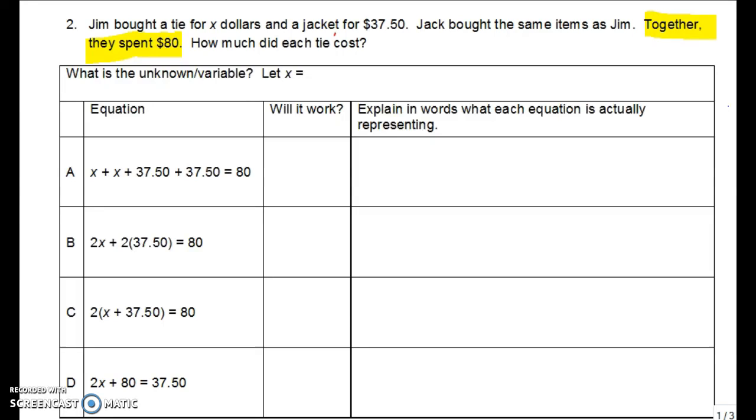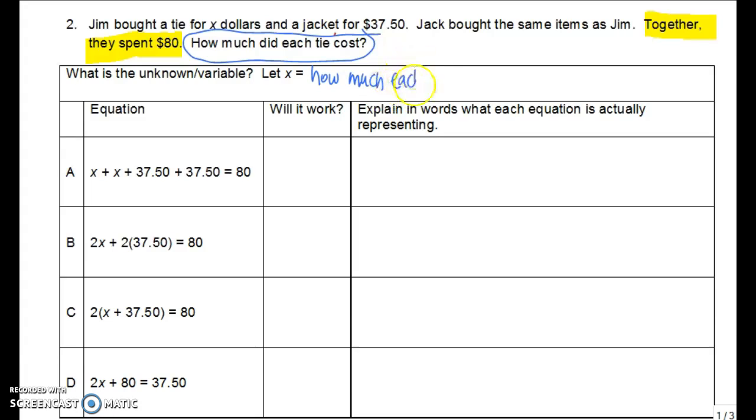Number 2, Jim bought a tie for X dollars and a jacket for $37.50. Jack bought the same item as Jim. Together they spent $80. How much did each tie cost? Please underline, together they spent $80. And circle, how much did each tie cost? The unknown is how much each tie costs. So we're going to say let X equal how much each tie costs.